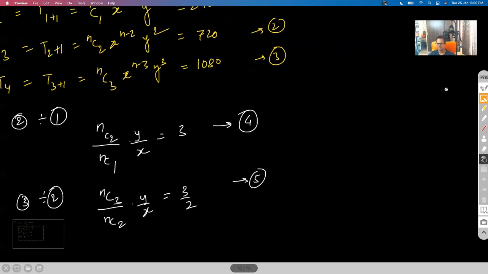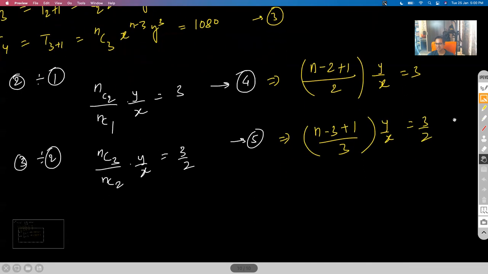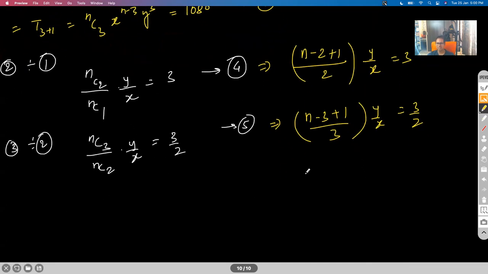Now having got this, please understand here that nC2 by nC1. Which property are we going to use? nCr by nC(r minus 1), which is (n minus r plus 1) by r. So this times y by x is 3, correct? And this is going to be (n minus 3 plus 1) by 3 times y by x. That is going to be 3 by 2. Take the ratio of these two as well. So that is going to give you (n minus 1) by (n minus 2). And I think 3 by 2 will come here. That is going to be a 2.